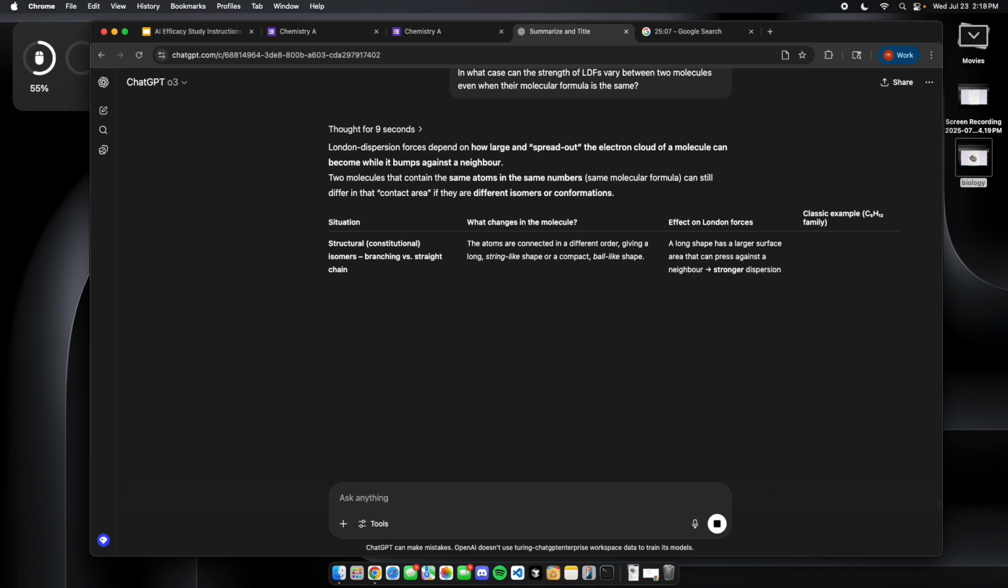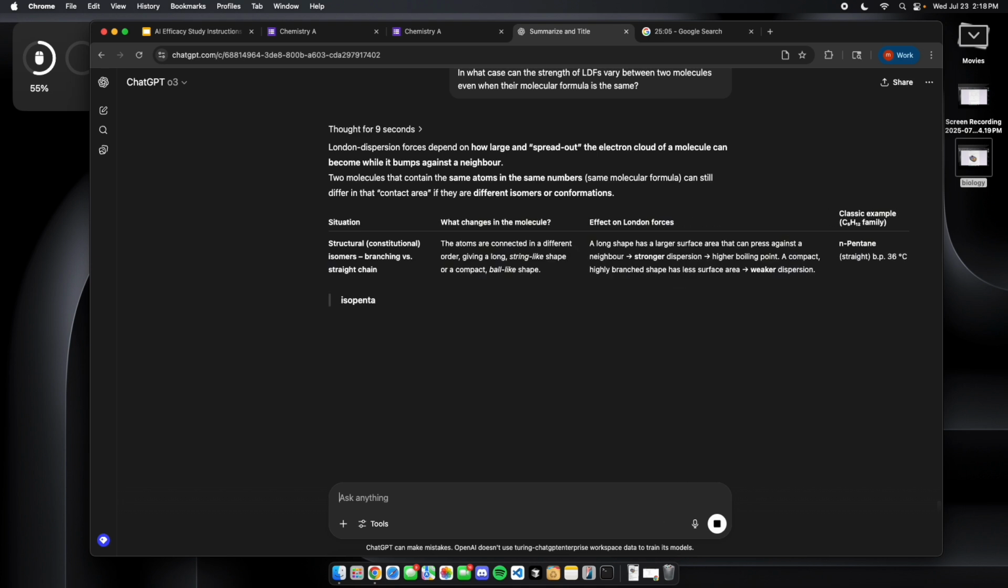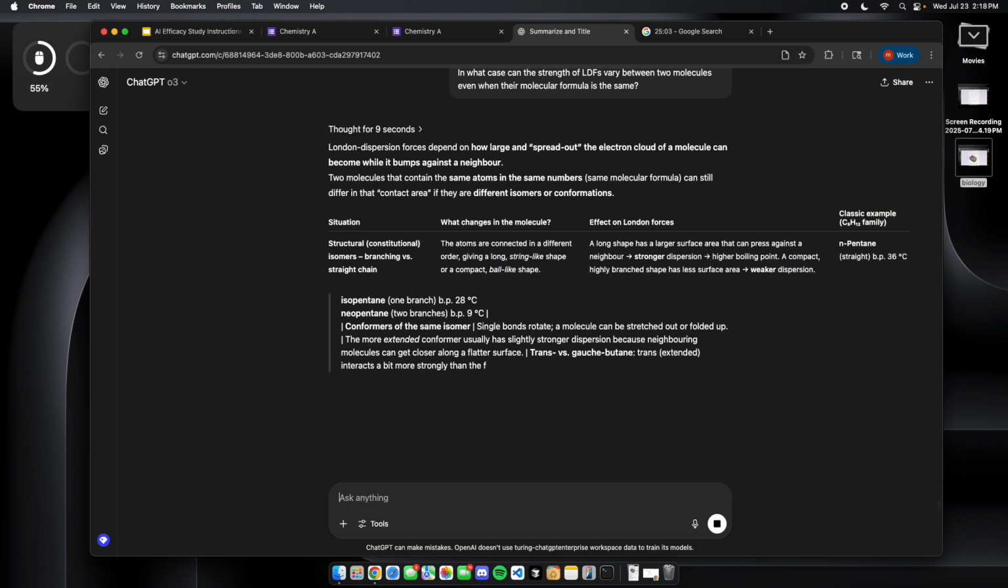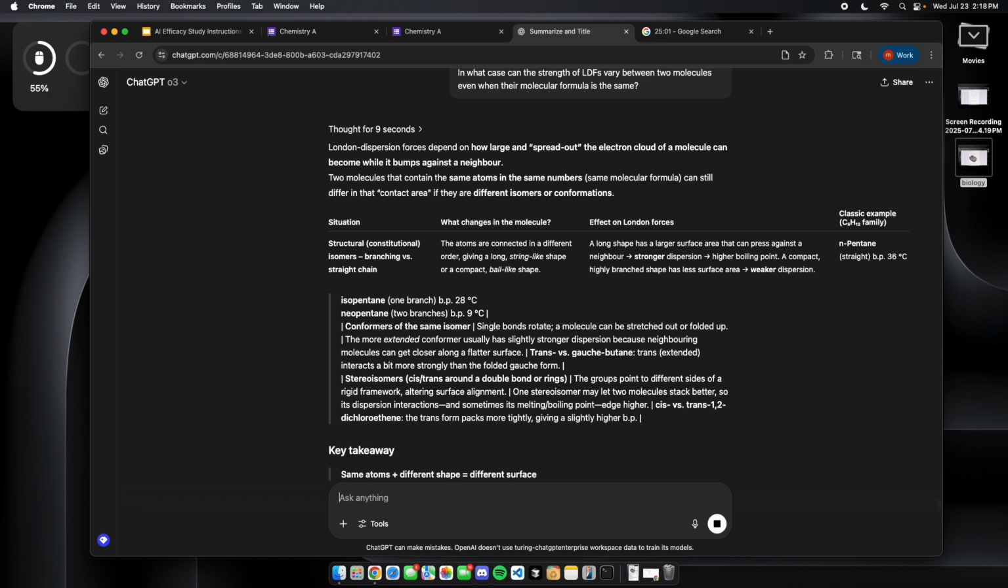London dispersion forces depend on how large and spread out the electron cloud of a molecule can become while it bumps against a neighbor. Two molecules that contain the same atoms in the same numbers can still differ in that contact area if they are different isomers or conformations. Isopentane and neopentane are not conformers of the same isomer. Single bonds rotate.